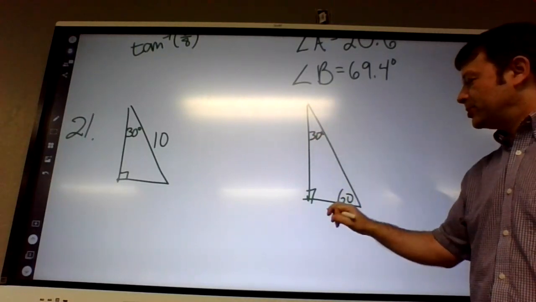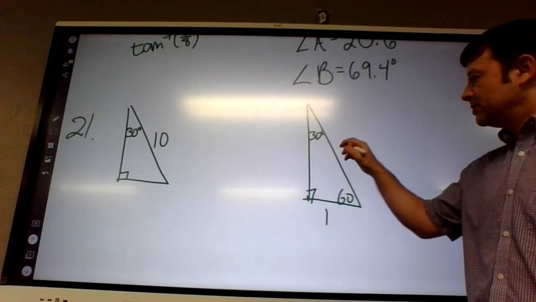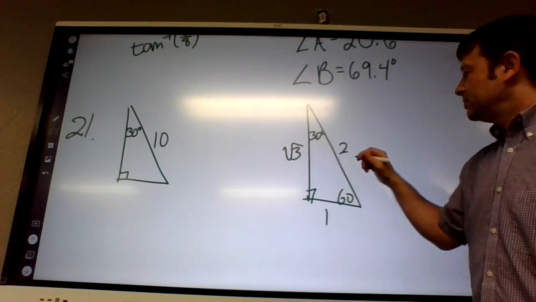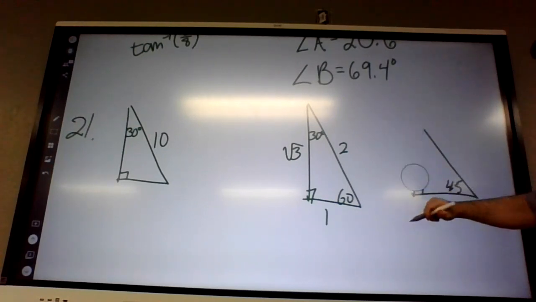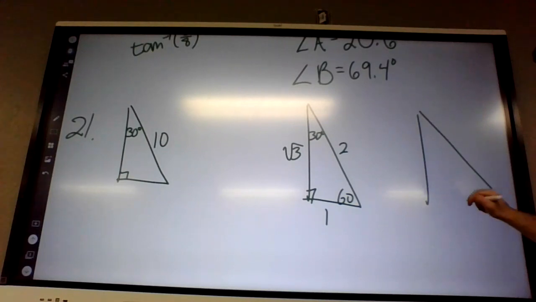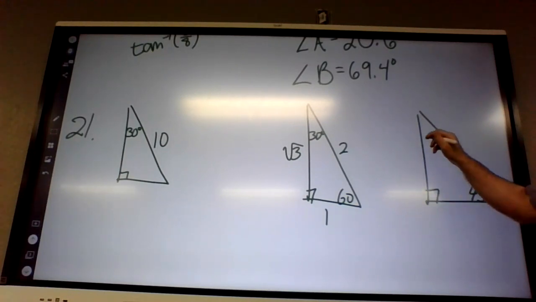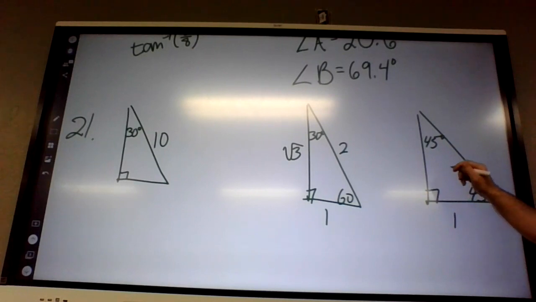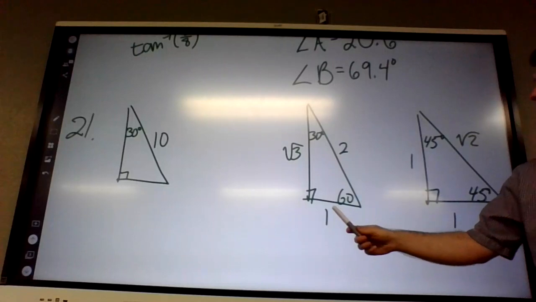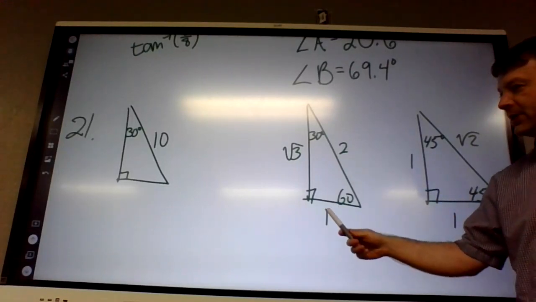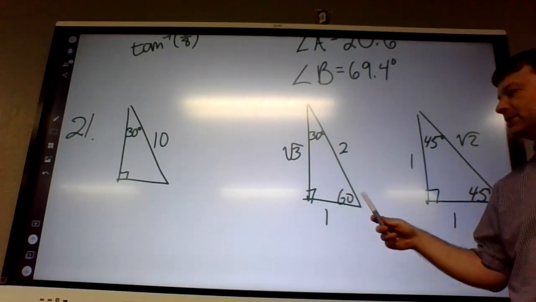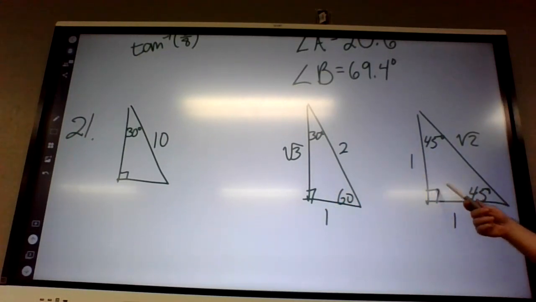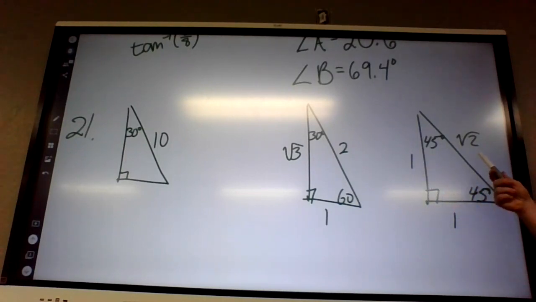So this one was a 1, 2, square root of 3 for the 30, 60, 90, and this one's supposed to be the 45, 45, 90, 1, 1, square root of 2. This means the hypotenuse is twice as big as the short leg, and the long leg is square root of 3 times the short leg. On 45, 45, 90s the legs are the same, and the hypotenuse is square root of 2 times bigger.